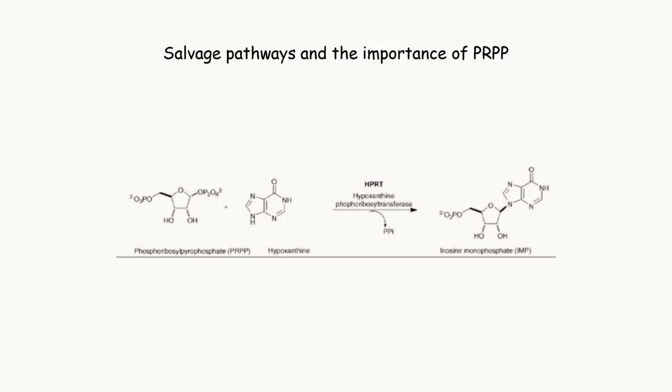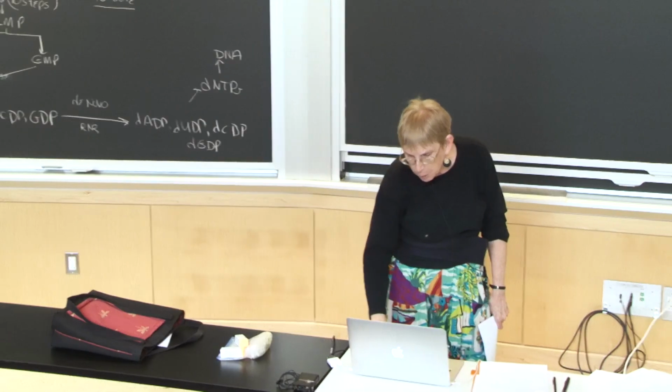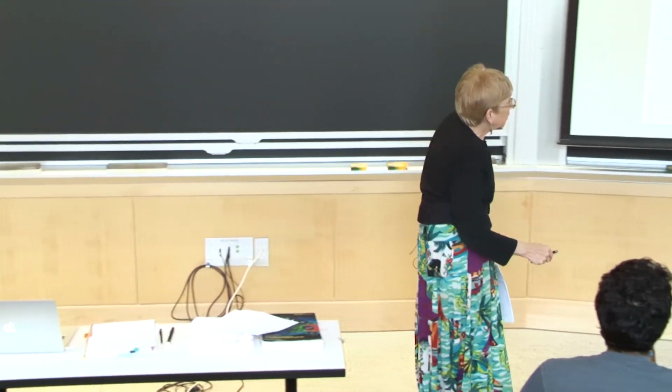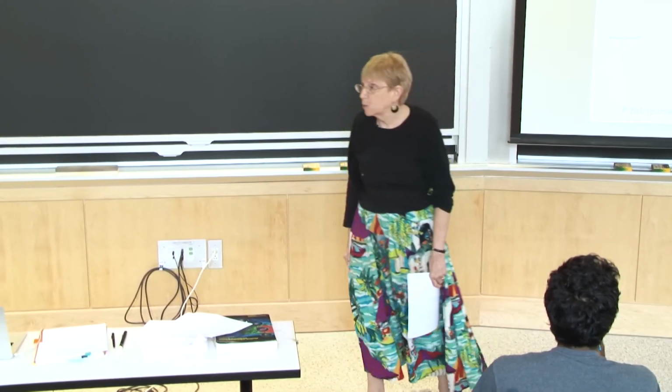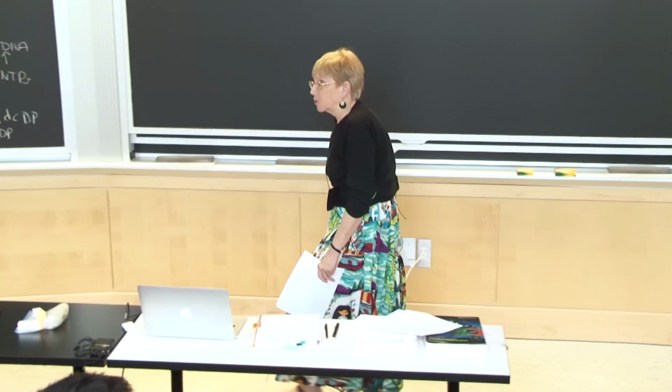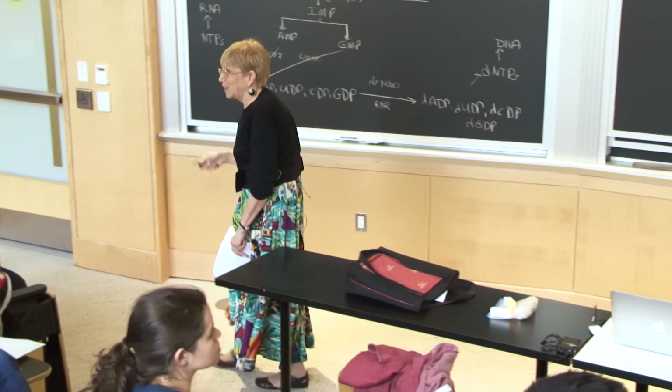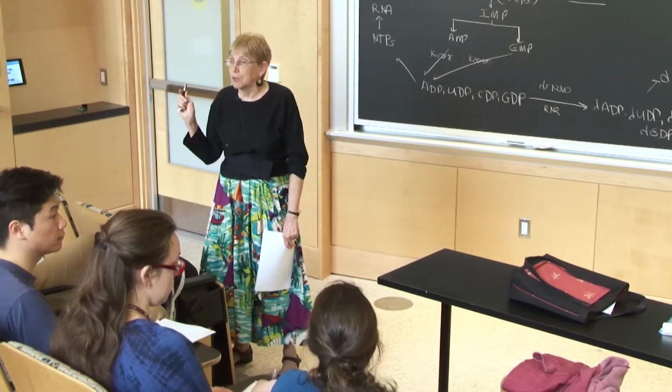And why is this interesting? It's interesting because it turns out that many parasites, like in malaria, don't make any purines. So where do they get their purines from to replicate their DNA? They have to use salvage.